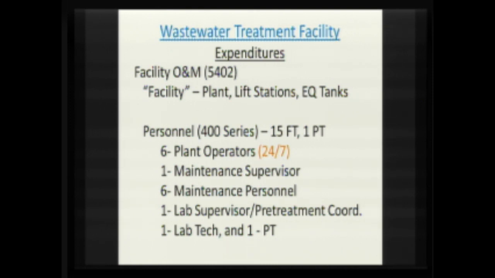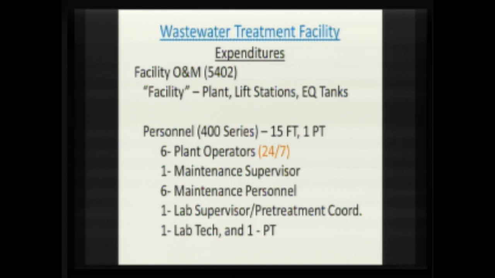The other portion is the 5402 for operations and maintenance. That covers the facility itself, the plant operations and maintenance, the lift stations that are scattered throughout the city to pump the wastewater through the collection system to the plant, and also the 2 equalization tanks that currently exist on the Hawkeye sewer system. The 400 series of the 5402 pertains to personnel.